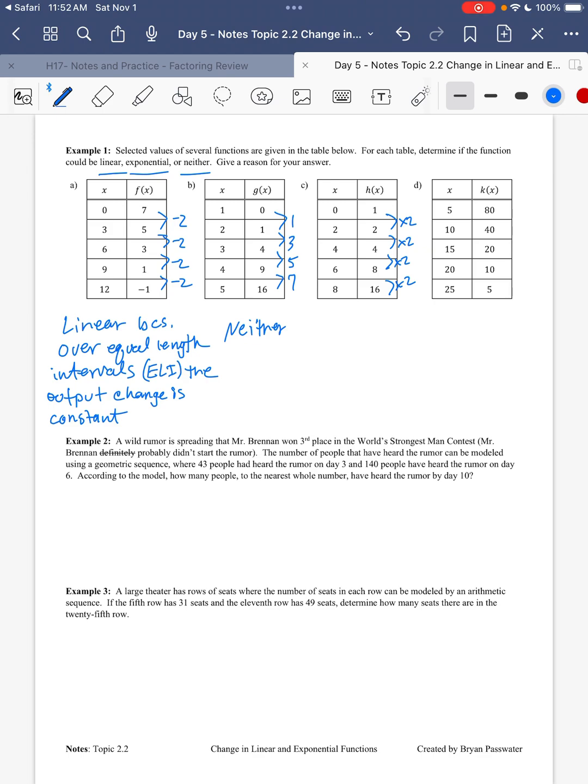And so what you say here is that this is exponential because over the equal length intervals, the output changes proportionally. So this is exponential because over, let's just say equal length intervals, the output changes proportionally. So you have to use this word right here, okay?